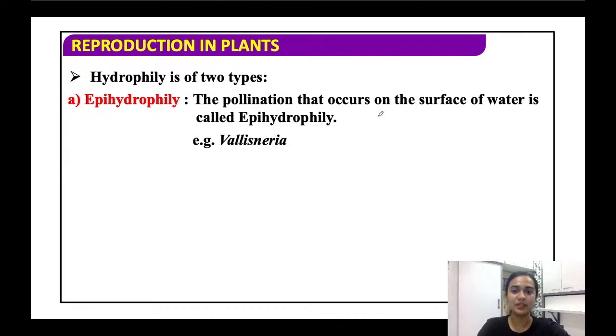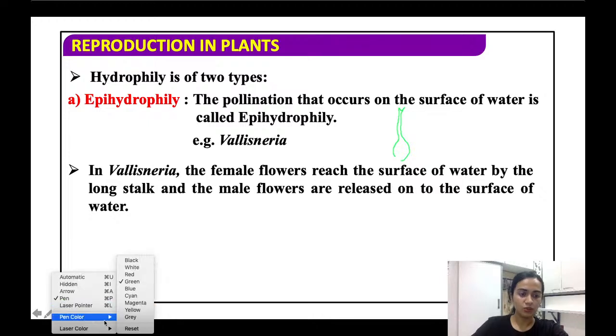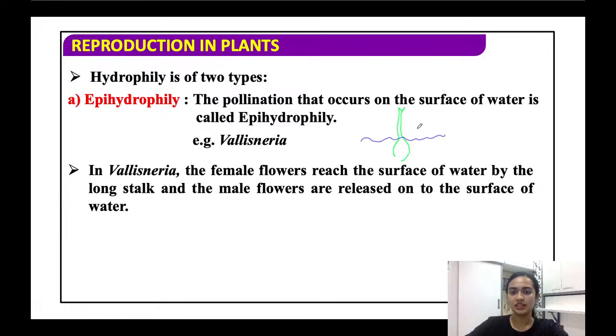The best example is Vallisneria. So what happens is that the female part will reach the surface of the water. Okay, so the female will develop a long stalk. See, this female will develop a long stalk like this, and this will reach the surface of the water. So this is the water, and this female part is above the surface of the water.